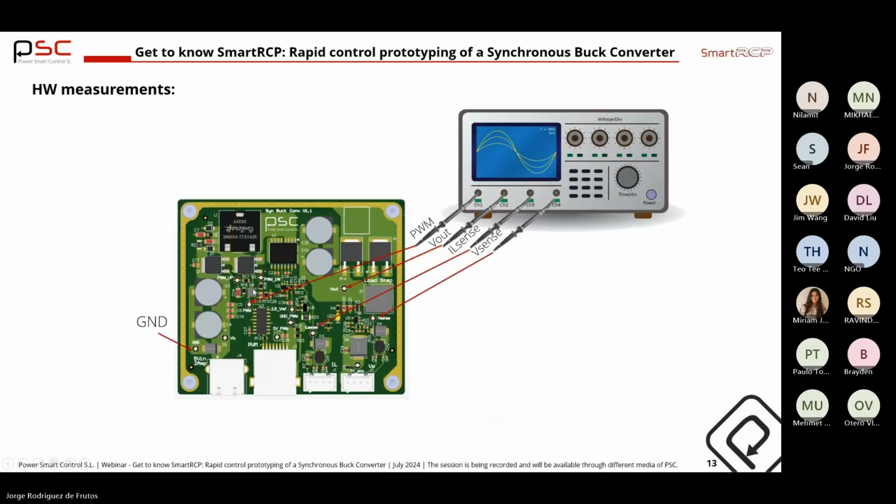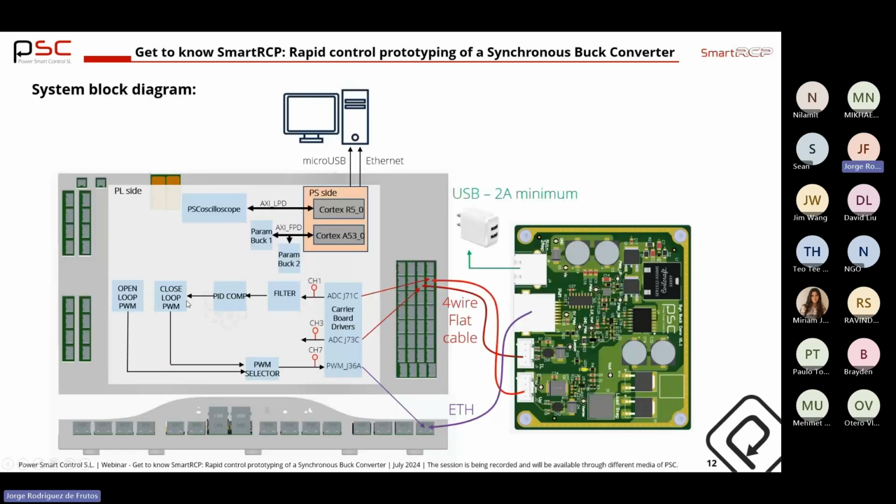Then it closes the loop, and that signal is introduced into the PWM selector. Also, we have a collection of open loop PWM pulses, which can also be supplied. Any of them will be sent to the 36A port, which is this one, and will be fed to the power converter.